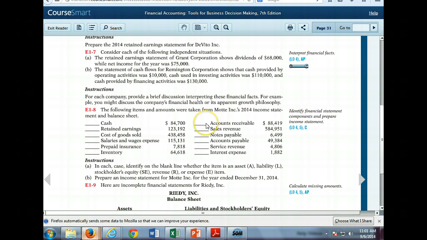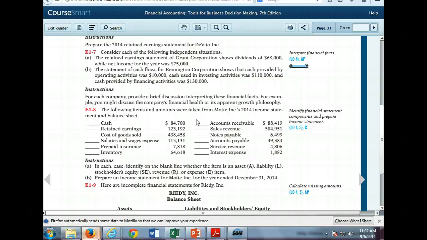Inventory, asset. Inventory are items on hand that haven't been sold. Think of Macy's. All the clothes on hand in the store is inventory. It's a current asset. When I go and purchase one, it then becomes cost of goods sold. It reduces inventory, and now it's a sold item. We'll talk about this in a future chapter.